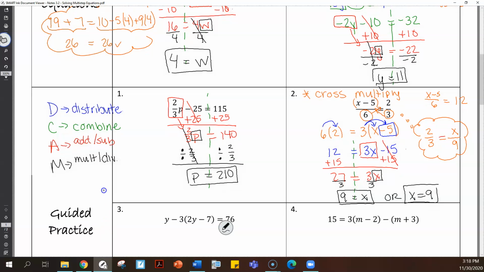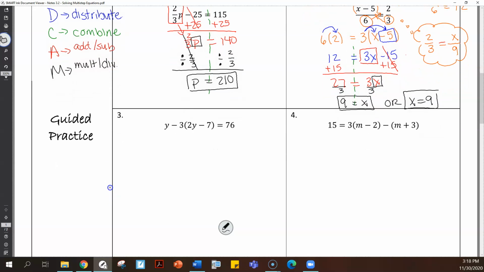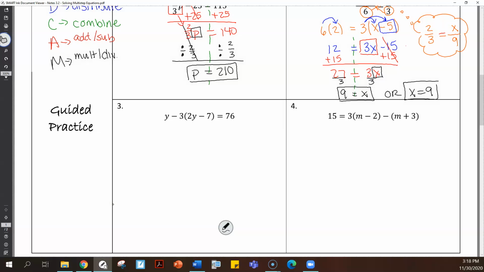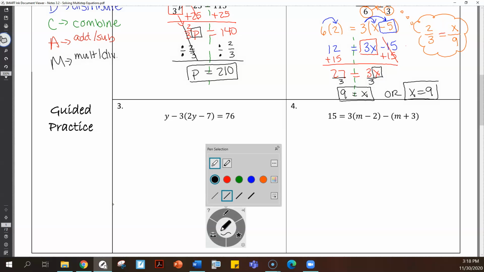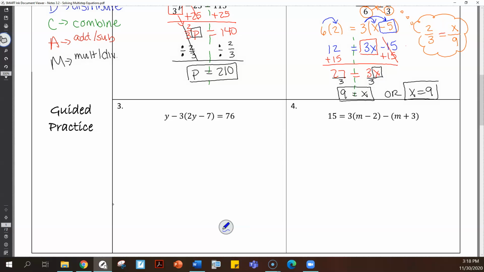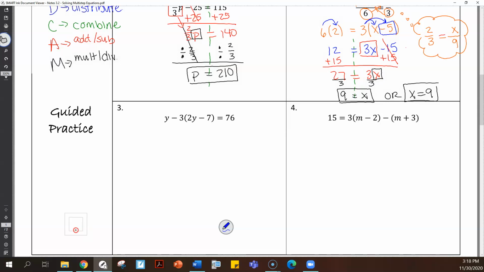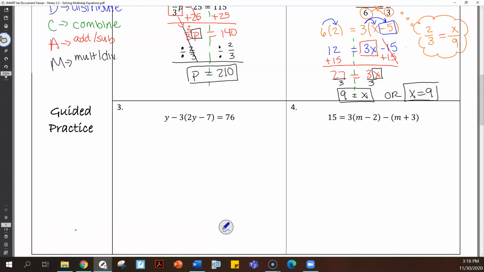All right, we're going to look at 2 more examples that are a little more detailed, and then I'm going to let you try a few examples on your own. So number 3. My first step is going to be to see if I need to distribute. In number 3, I'm looking for those parentheses, and I see them right here. So I do need to distribute.